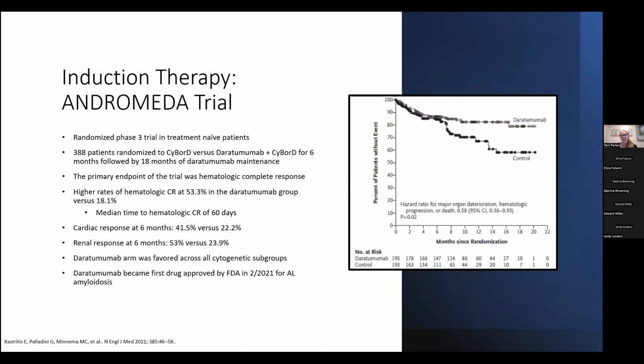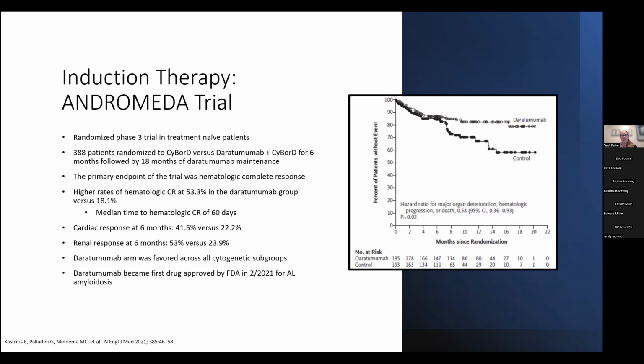So we mentioned the combination of daratumumab, cyclophosphamide, bortezomib, and dexamethasone. So this is a relatively recent recommendation, and it comes from a clinical trial that's often called the Andromeda trial. This was published in the New England Journal of Medicine in 2021.